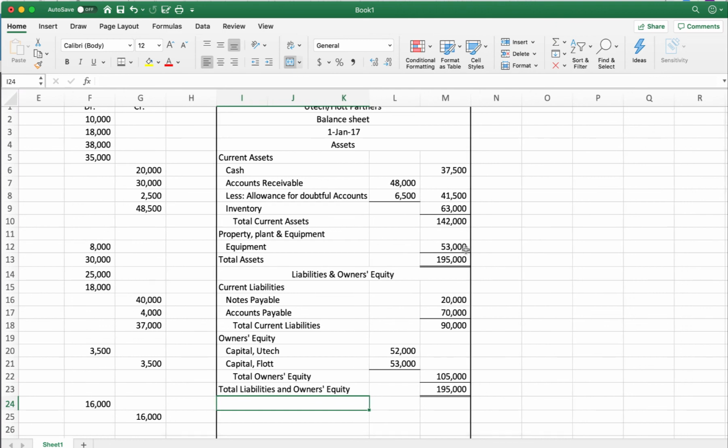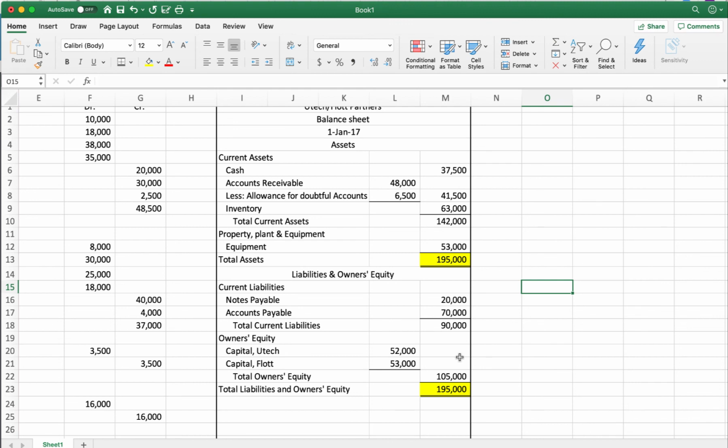I know that because assets equal liabilities plus owner's equity. I'm just going to dye these yellow. You do not have to do this, just to show that we are in fact balanced. Assets do equal liabilities plus owner's equity.